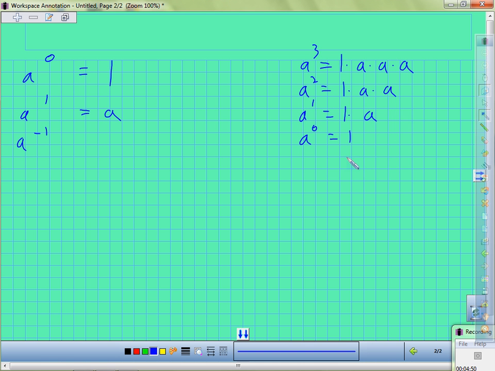If we have a to the 0, and we go to a to the negative first, we're going to divide by a. And that is the last of our three basic things. You can assume that a to the negative second is 1 over a squared, because we divided by a again, and so on and so forth.